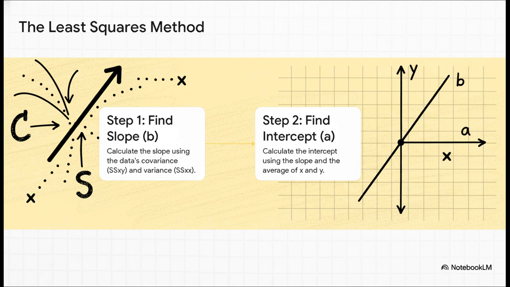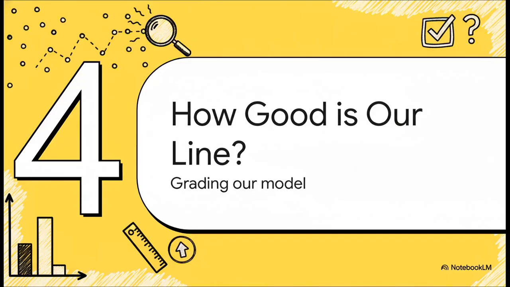But the concept is basically a two-step process. First, the math looks at how the x and y values move together and how spread out the x values are to calculate the perfect slope. And once we have that perfect slope, we use it plus the average of our data to lock in the perfect intercept. So we did it. We found our best possible line.